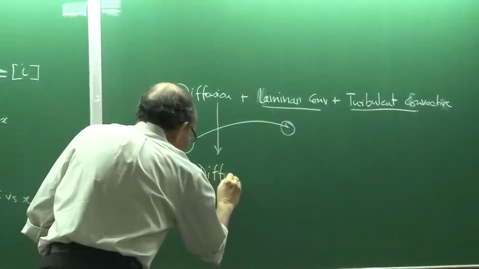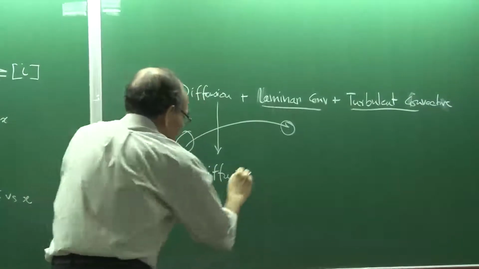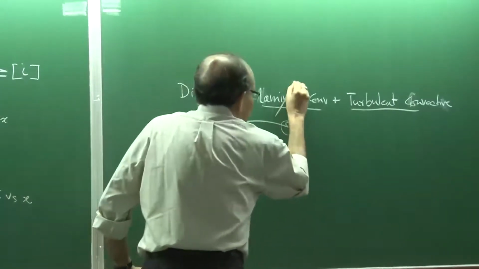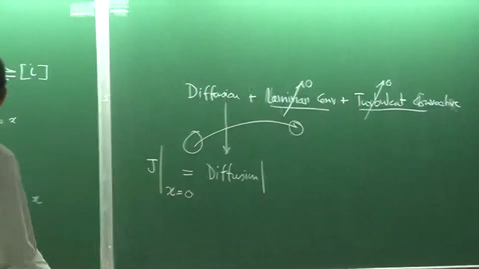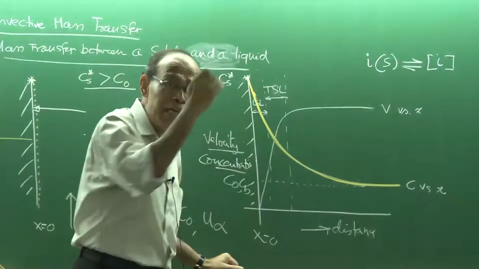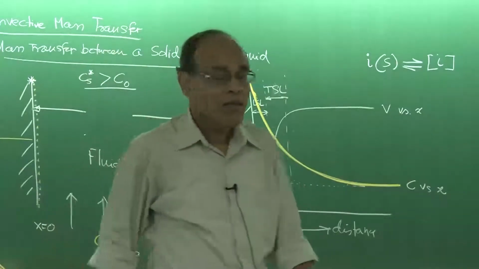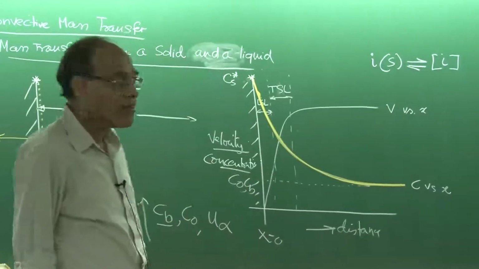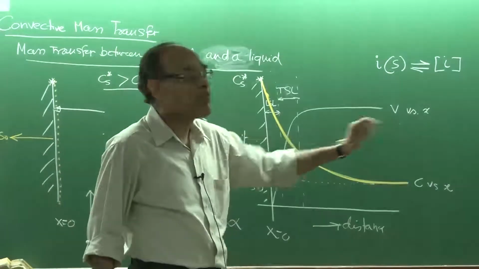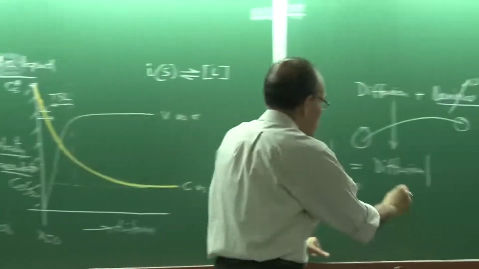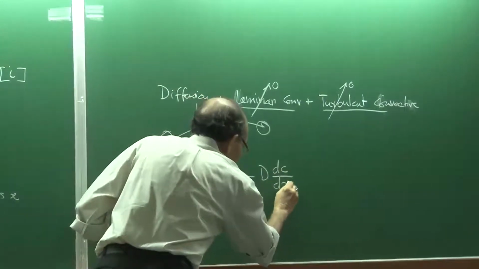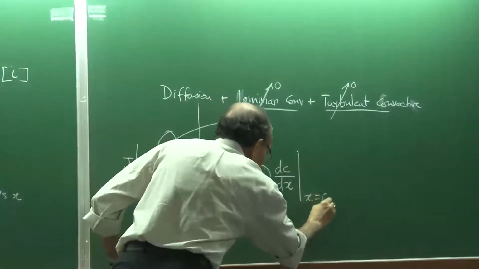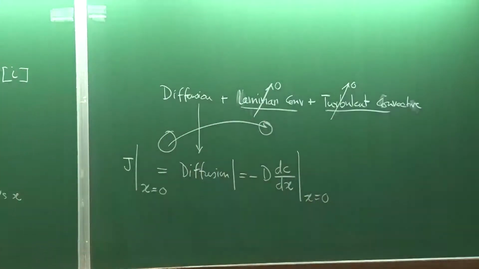But that diffusion is, because this term at the surface is going to be 0, and this term is going to be 0, therefore it is going to be diffusion only. So even on the fluid side, at the surface, the mass transfer takes place by diffusion. So this becomes equal to minus D dC over dx at x is equal to 0. This is a very important consideration here. D represents the diffusion coefficient.